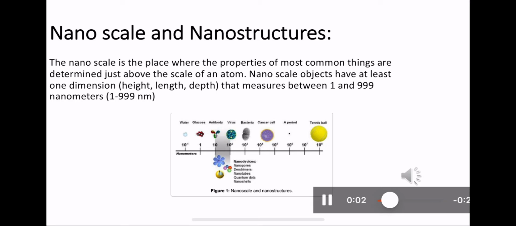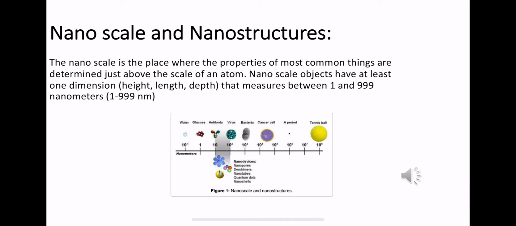Nanoscale and nanostructures. The nanoscale is the place where the properties of most common things are determined, just above the scale of an atom. Nanoscale objects have at least one dimension, height, length, depth, that measures between 1 and 999 nanometers, as shown in Figure 1.